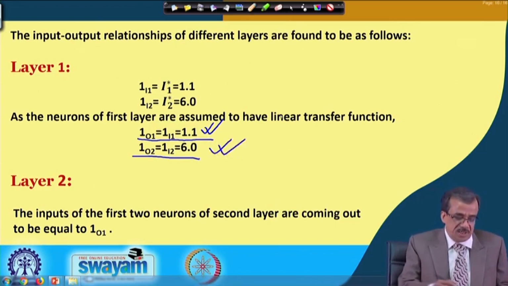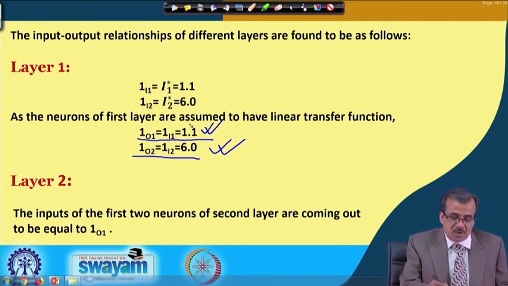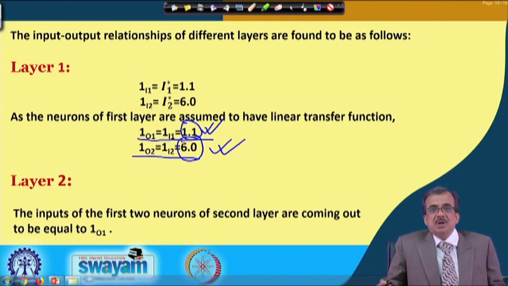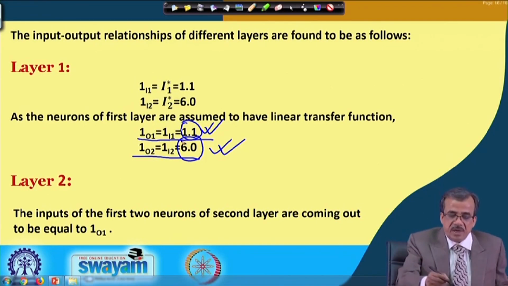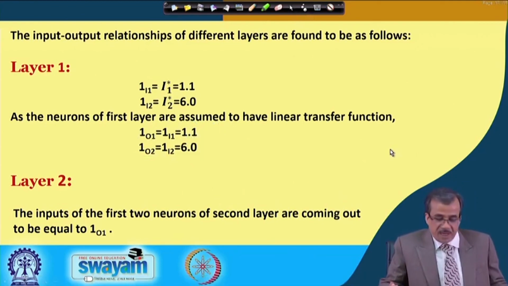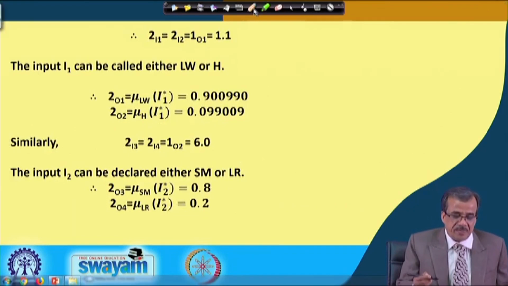Now, layer 2 is nothing but the fuzzification layer. So, what you do is, these values for your input, that is 1.1 and 6.0, we are going to pass to the corresponding membership function distribution just to calculate what should be the membership function values.